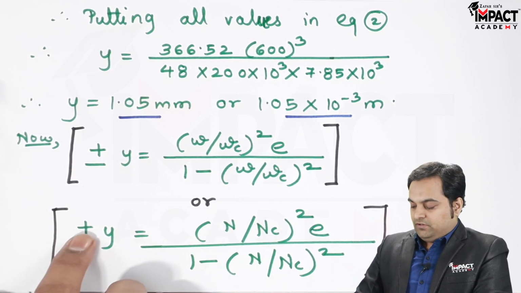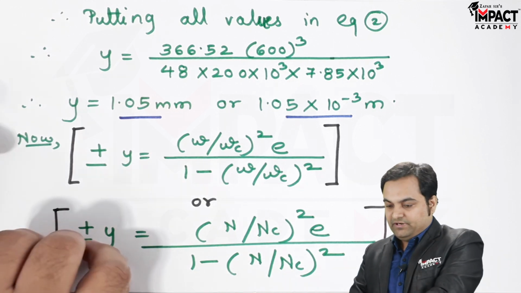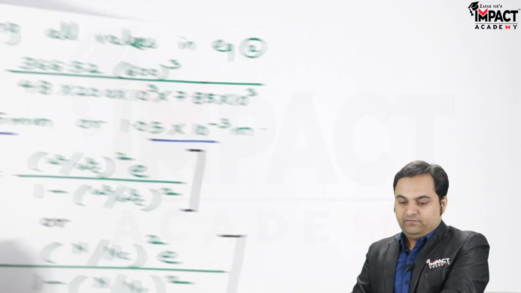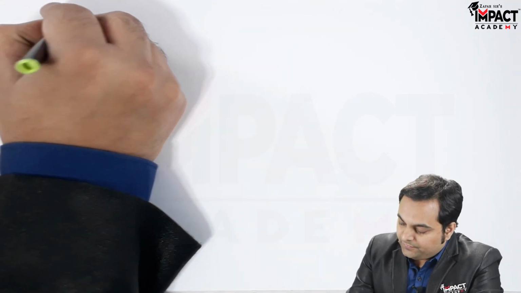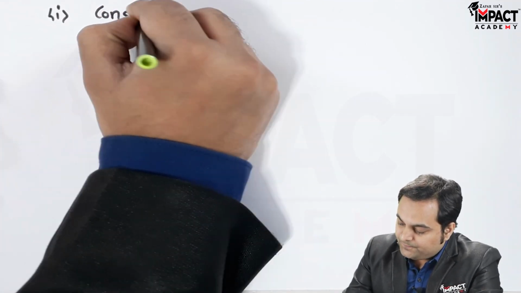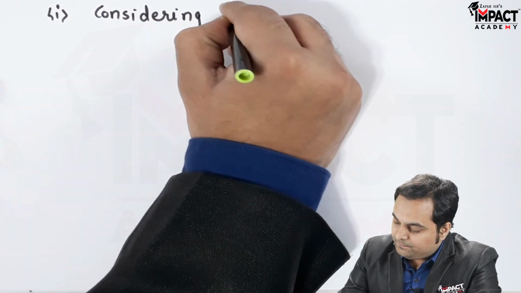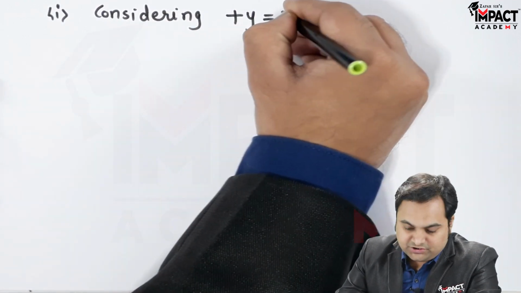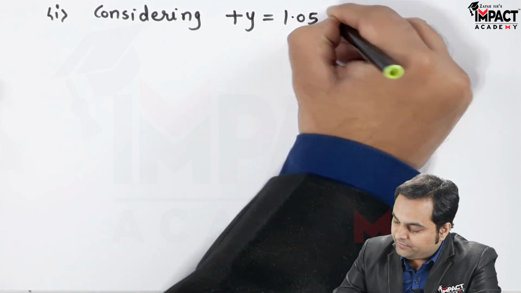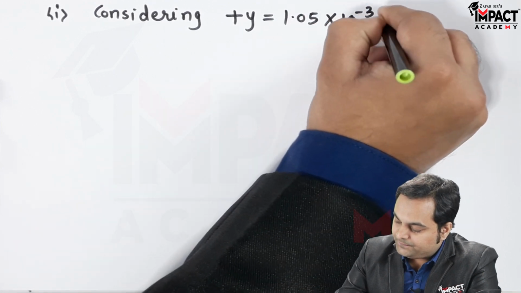So first we are taking the positive value, so I'm writing here that we have to take both values one by one. So first, considering the positive deflection, that is plus Y, which is 1.05 into 10 raised to minus 3 meter.